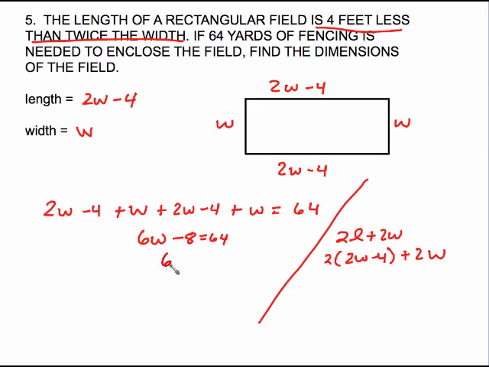Add 8 to both sides, gives me 6W equals 72. Divide by 6, and W is 12. Now that's my width. We have to go back up in here and plug in. If the width is 12, then plug 12 right here. 2 times 12 is 24, minus 4 is 20. And that was yards. So the length is 20 yards and the width is 12 yards.